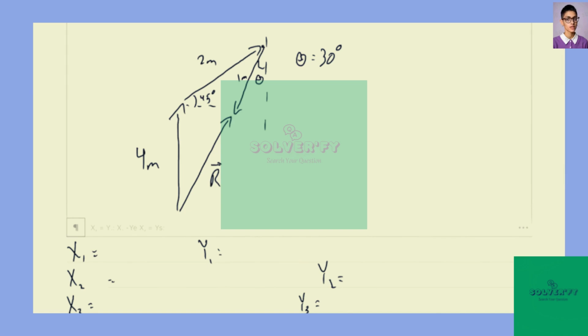For the first vector, we see that it has 0 meters in the x direction, while it has 4 meters in the y direction.